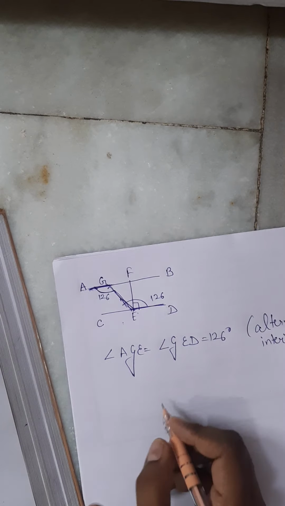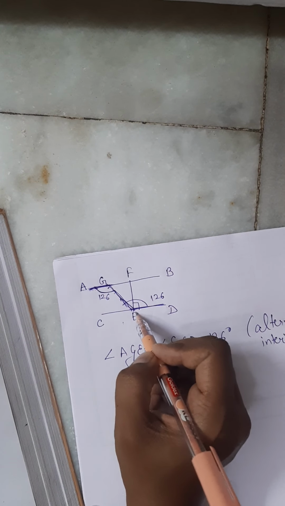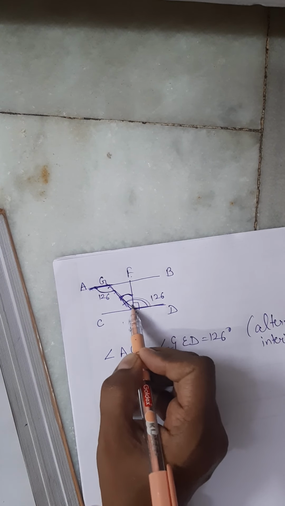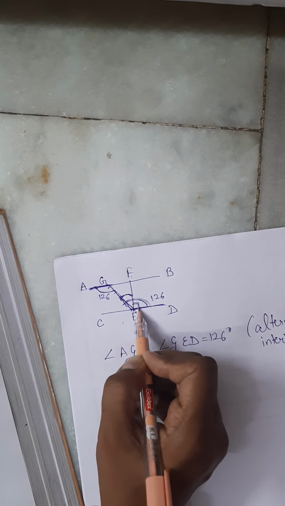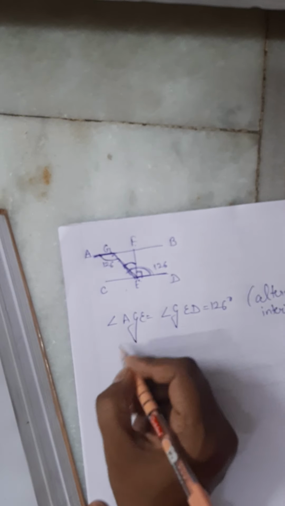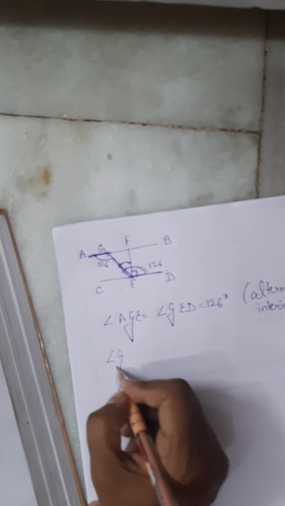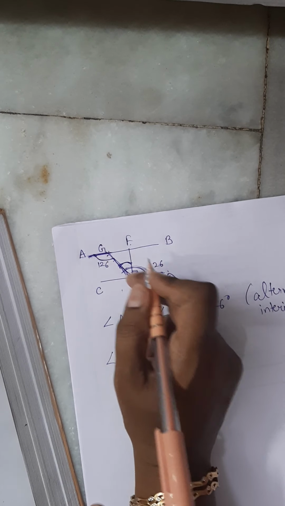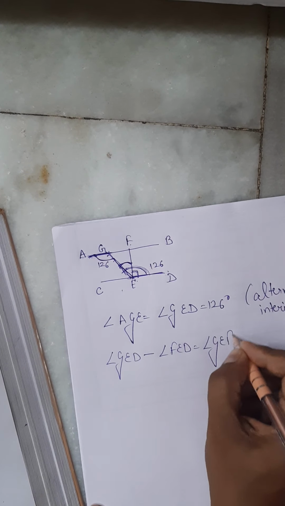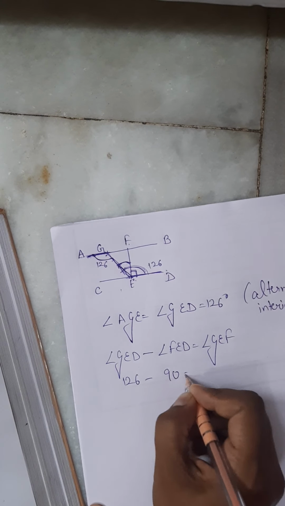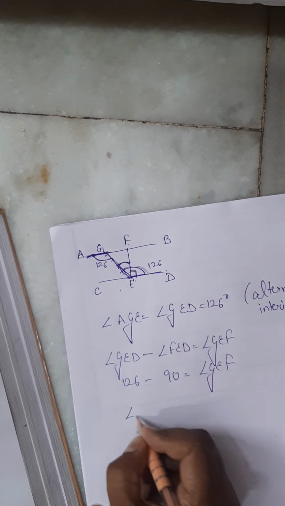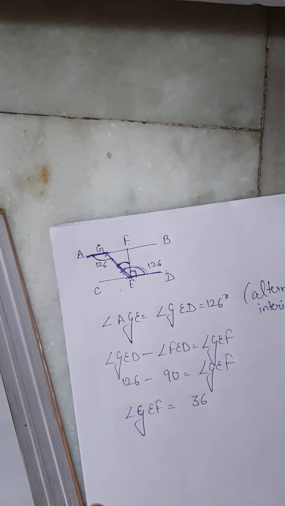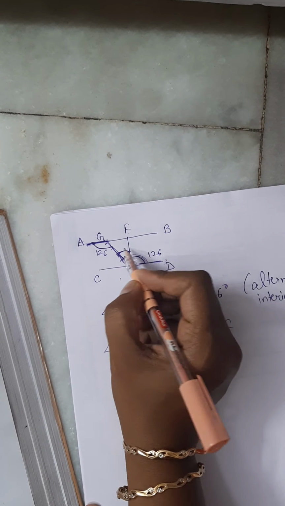Now, the next question wants us to calculate GEF. Here it is, GEF. So how can we calculate this? This complete angle is 126. This is 90. If we subtract 126 minus 90, we will get this remaining portion. What is the name of this angle? GED minus FED gives GEF. That is 126 minus 90 gives us GEF. So we can say GEF is 36.